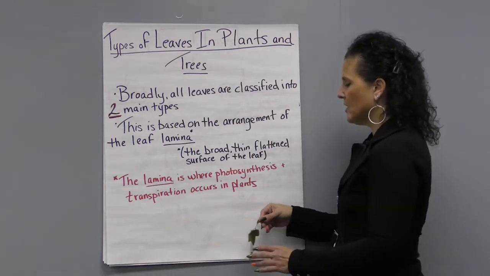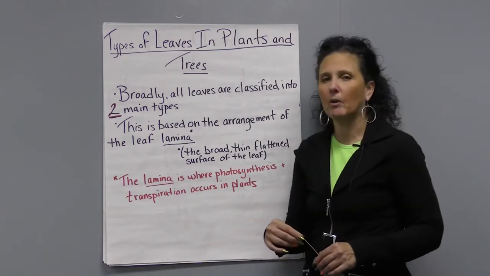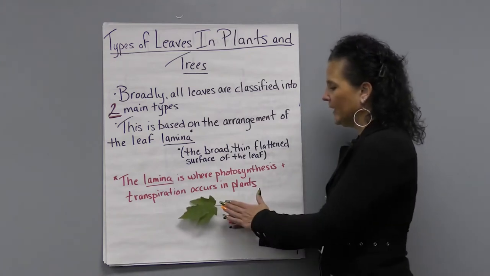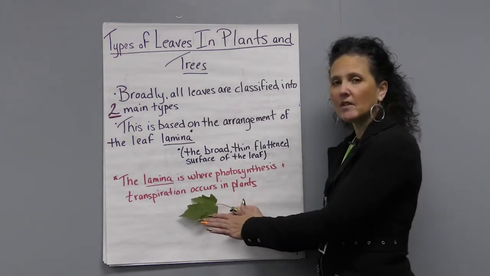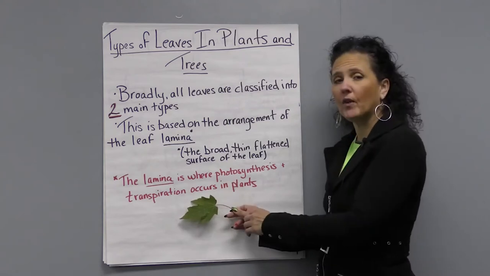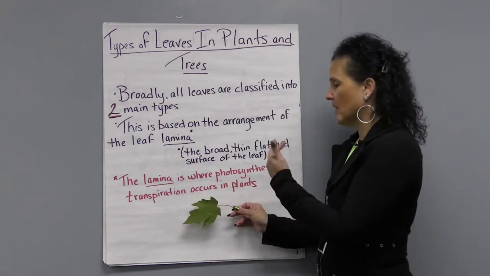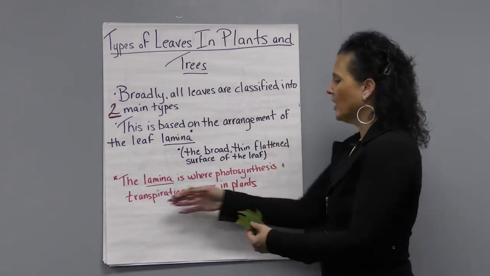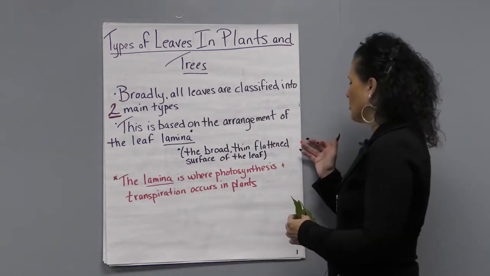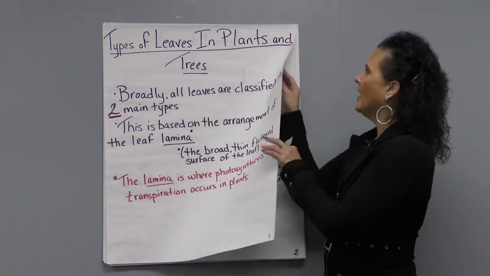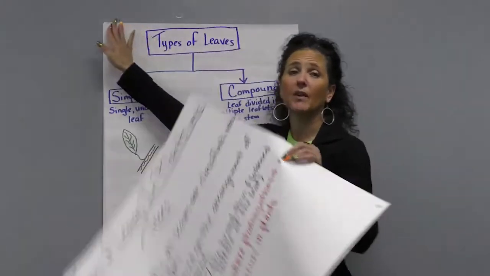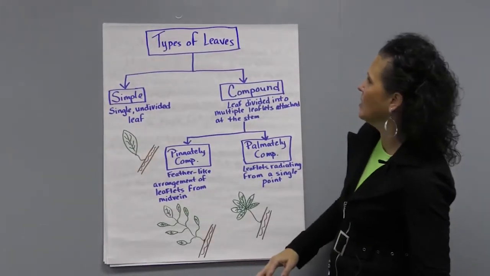And it is where photosynthesis and transpiration occur in plants. If you notice, this is a green leaf, so it's able to photosynthesize. The green pigment is chlorophyll that helps us to photosynthesize. Transpiration is the reverse process of photosynthesis, and it helps the plant to be able to give us the oxygen that we need to breathe.